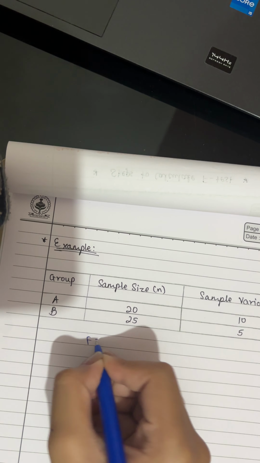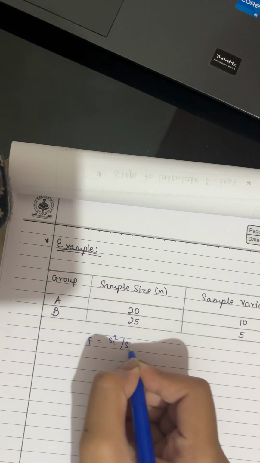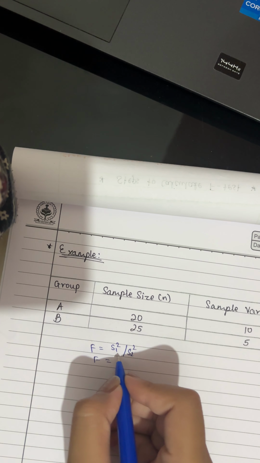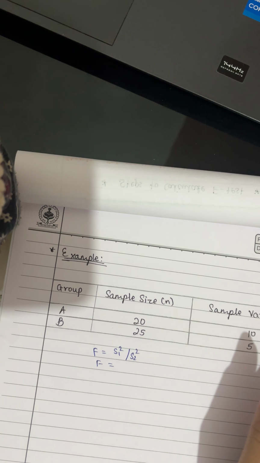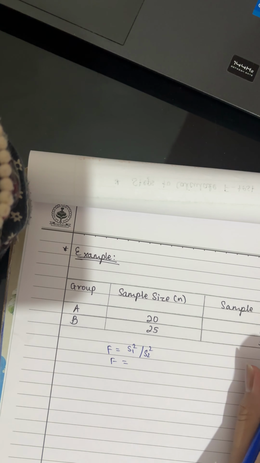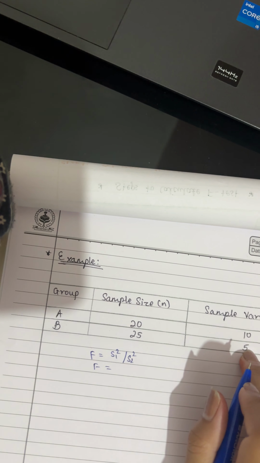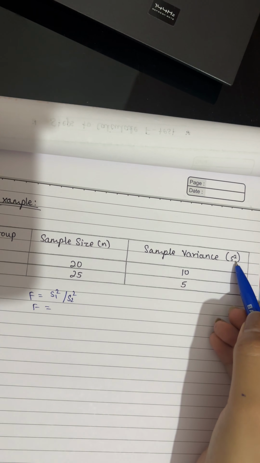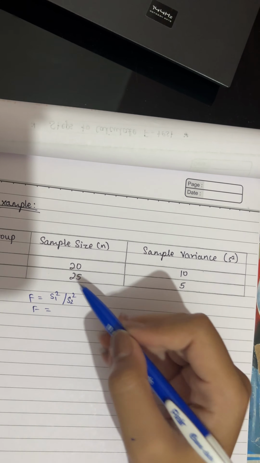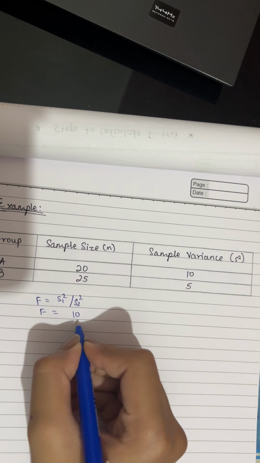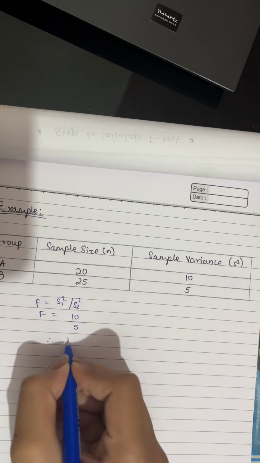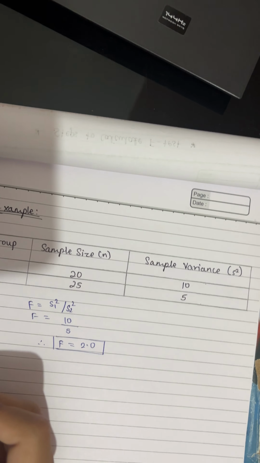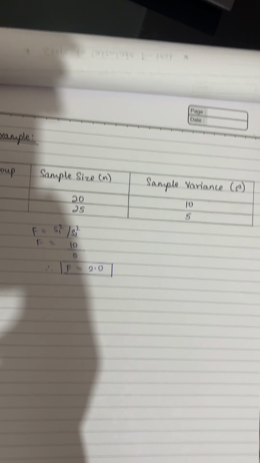For that, F is equal to s1 square divided by s2 square. This is s1 square, this is s2 square. Okay, is it clear? So we put in the values: s1 is 10 and s2 is 5. Therefore the F statistic will be 2.0. Okay, is it clear?